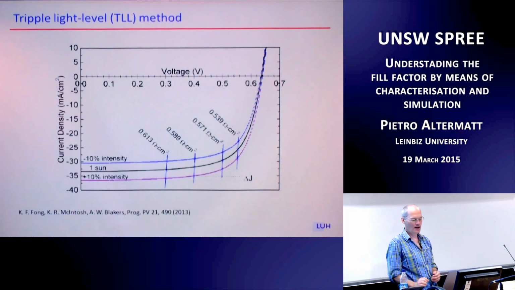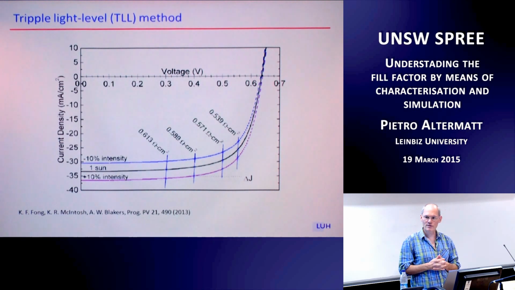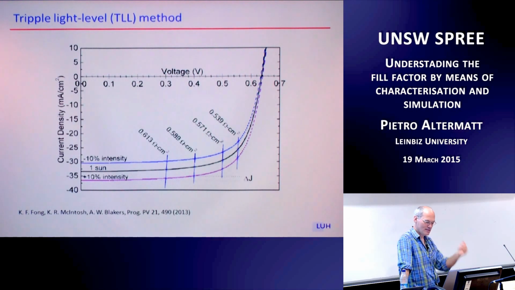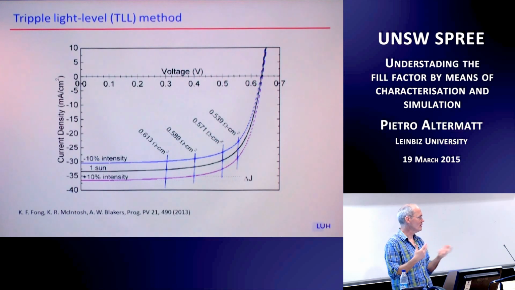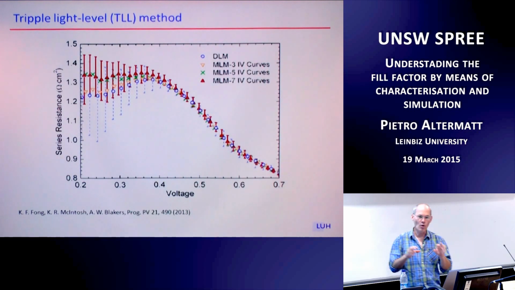And that's why I prefer the triple light level method from Fong, McIntosh and Blakers, where you measure those 3 IV curves. The advantage of this method compared to only 2 curves, the double light level method, is that inaccuracies cancel out to zeroth order. You could also do the 5 curves, and then you would have a cancelling out of first order errors, etc. So the more curves you have, like in their paper, the more kind of small differences cancel out.